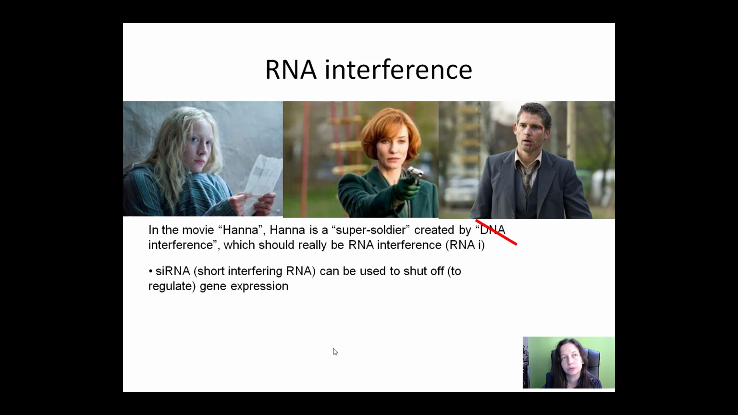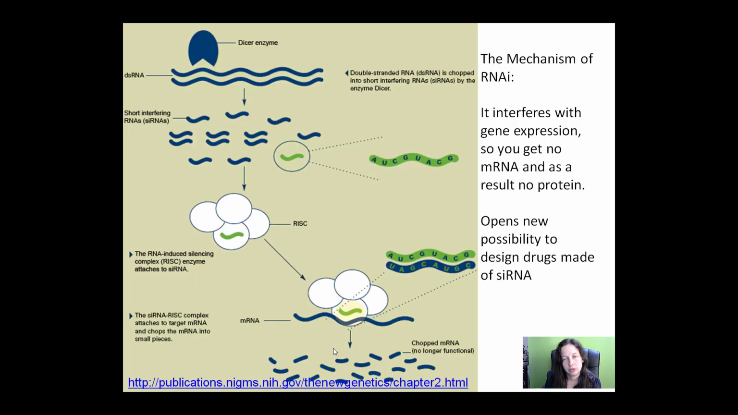There are no known approved drugs, I believe, that are based on siRNA, but there are some drugs in development. So it's still relevant to biotechnology. So this is again the mechanism of RNAi. It interferes with gene expression, so you get no mRNA, and as a result you get no protein. It opens new possibilities to design drugs made of siRNA or based on siRNA.